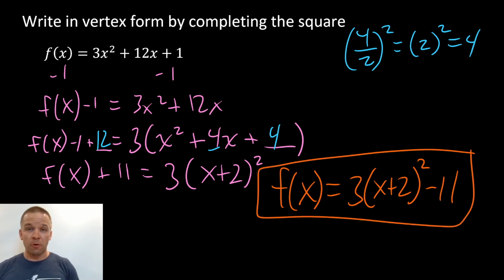Boom. Vertex form. What is my vertex right here? It's negative 2 comma negative 11. How convenient from Vertex form to get my vertex.